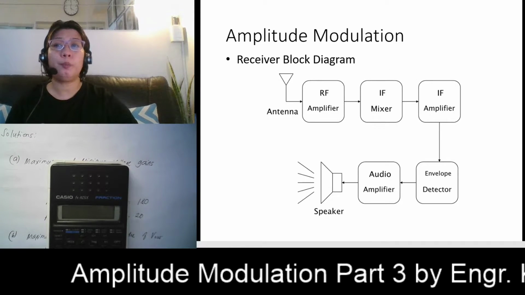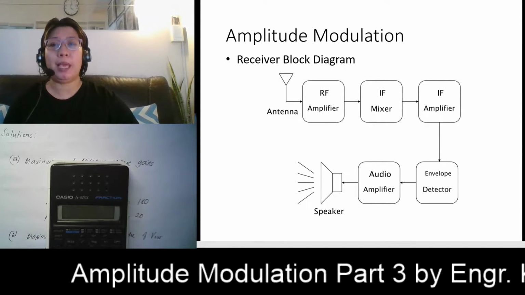Now we have here the receiver block diagram on the other end. From the antenna, we also have what we call the receiving antenna. The antenna that we have seen a while ago is your transmitter antenna. This time we have your receiver antenna, which can receive signals with a very, very high frequency. That is your RF amplifier.